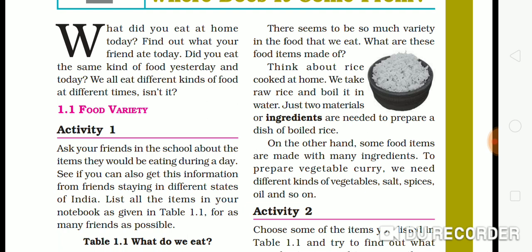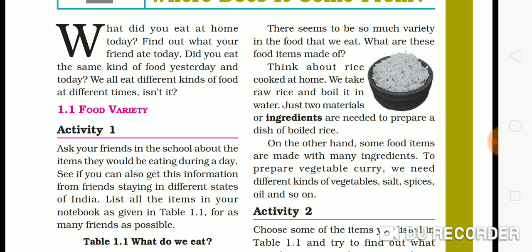Now, milk we will get from cows and buffaloes, whereas the chocolate powder we will get from the cocoa plant. So see, there are two sources. The milk we get from the animal source, that is the cow and buffaloes, whereas the chocolate powder we get from the cocoa plant.